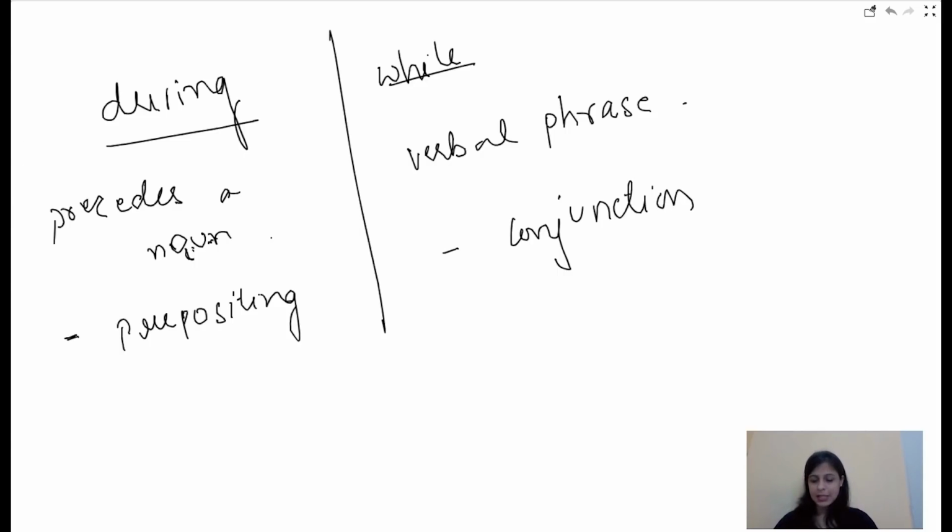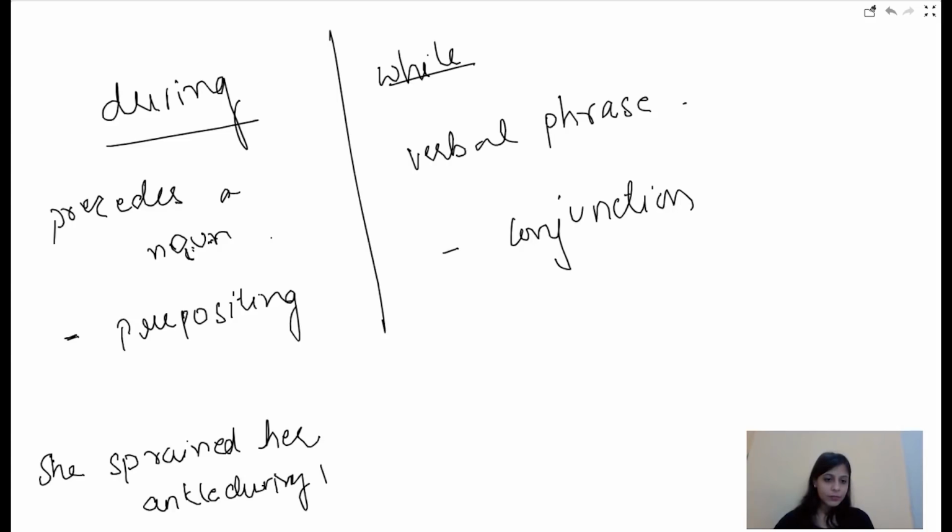Let me give you some examples. When I talk about during, let's say I say, she sprained her ankle during the game. In this sentence, during precedes a noun, and it's acting as a preposition.